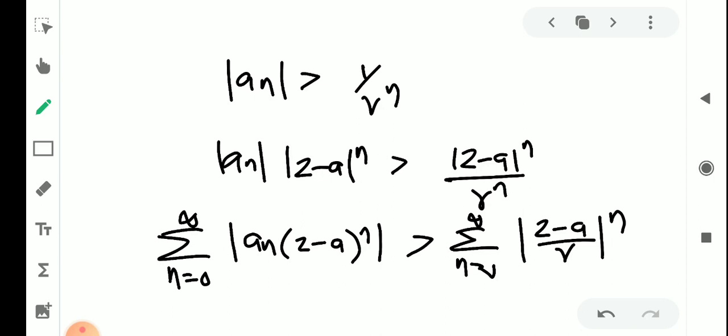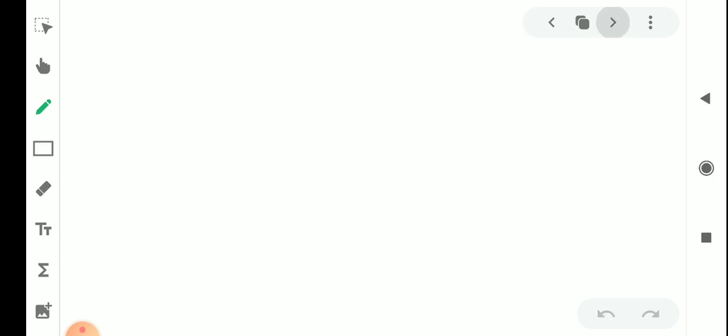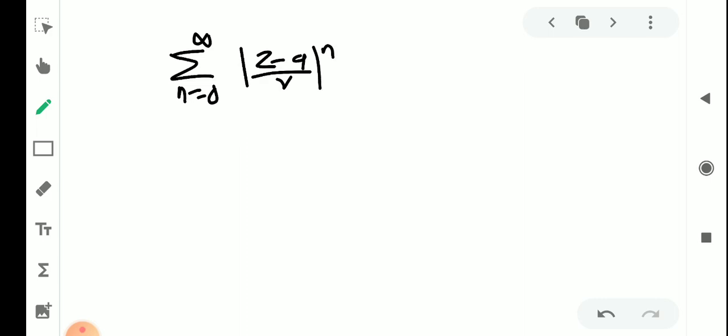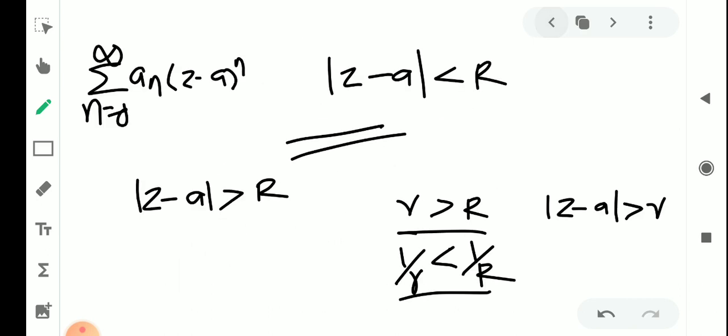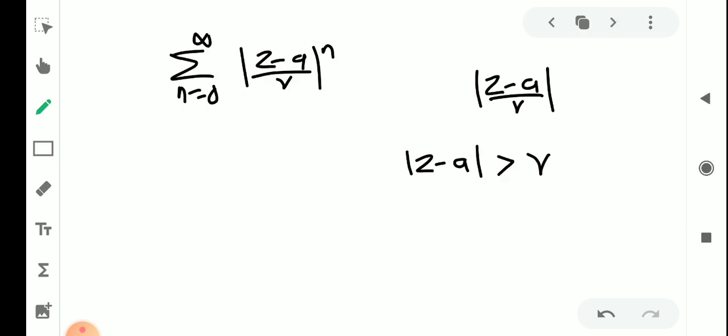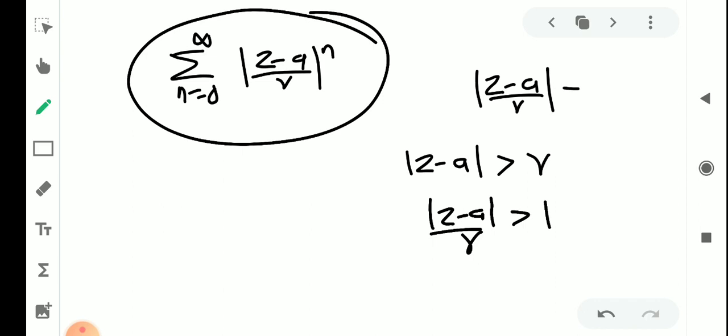Then this series, sigma n equal to 0 to infinity, modulus of z minus a by r all raised to n, is a geometric series with the first term 1 and the common ratio modulus of z minus a by r. We have mod z minus a is greater than r. That is the condition we took. So mod z minus a by r is greater than 1. So this is a geometric series whose common ratio has modulus greater than 1.